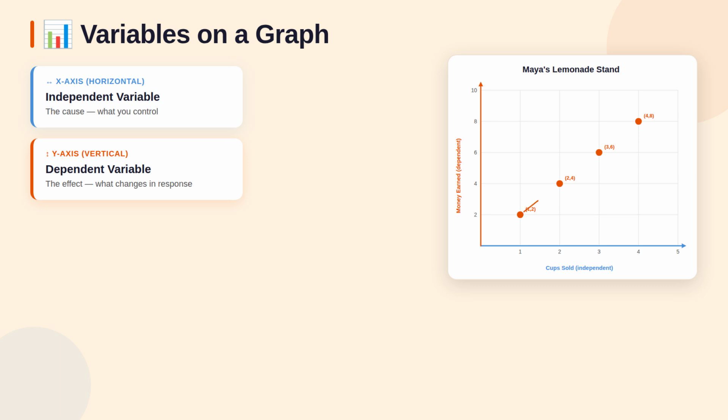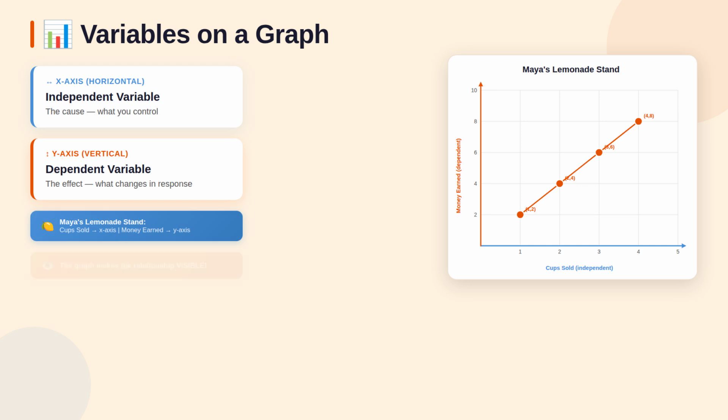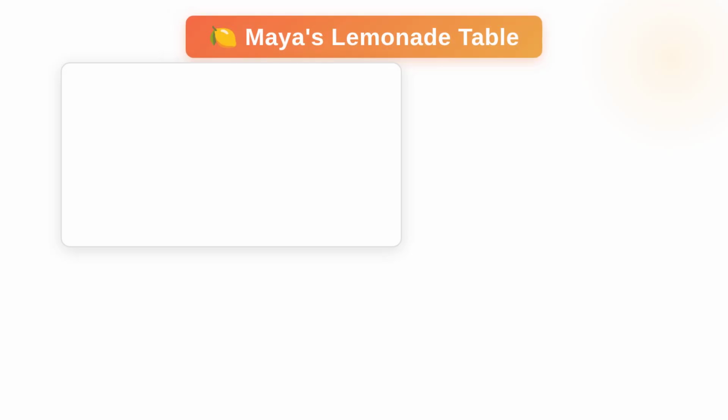For Maya's lemonade stand, cups sold goes on the x-axis, and money earned goes on the y-axis. Every point on the graph shows exactly how much she earned for each number of cups. The graph makes the relationship visible. You can literally see how one variable affects the other.